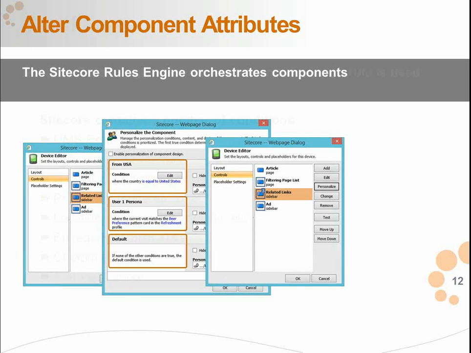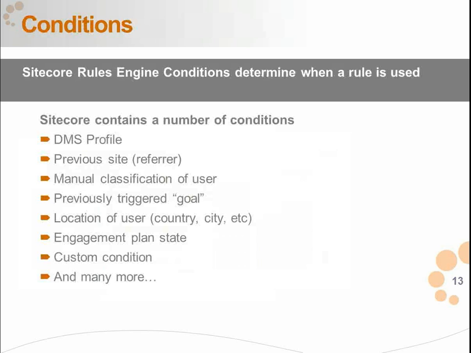So just to touch on conditions, the Sitecore rules engine allows for a number of different conditions based on different criteria. So we can create a condition that takes into account the particular DMS profile. So I'll just quickly explain about the profile. The way a profile works in DMS, we profile pages of the site. And when we profile them, we say that for a particular profile key, which we define, we can give the page a particular value.